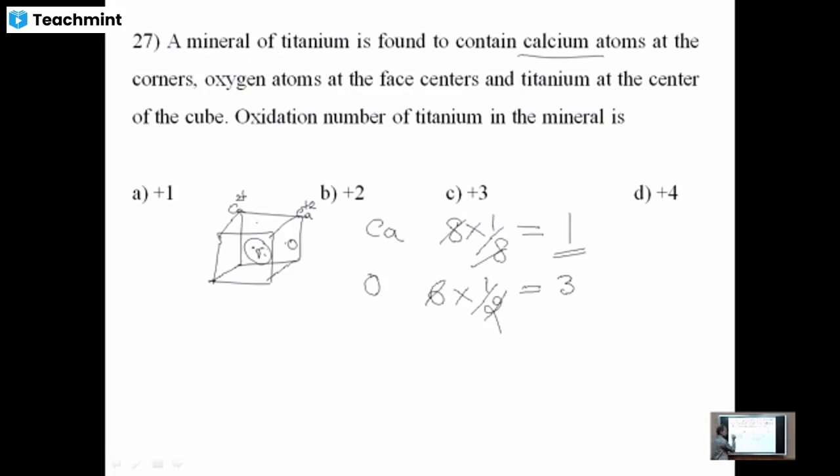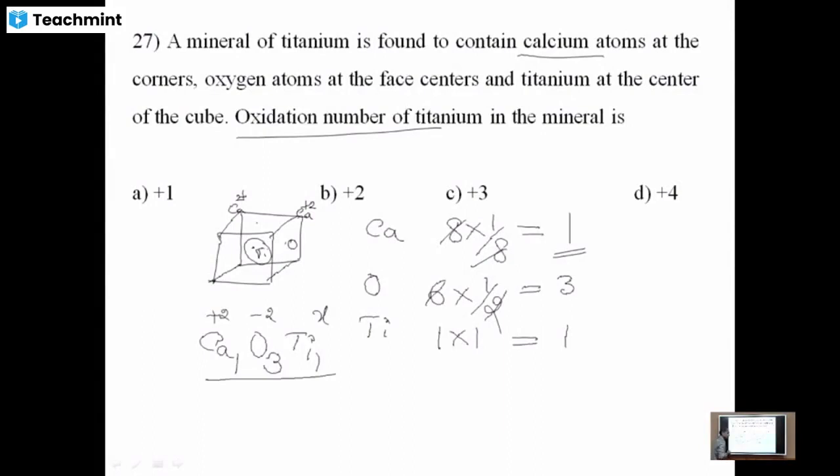How many titanium atoms? Only one titanium is present because it is present at the body center. One cube can have only one center and it is not shared by any other unit cells. So its contribution per unit cell is 1. Nothing but the formula is calcium 1, oxygen 3, titanium 1. What is the oxidation state of calcium? It is +2. Oxidation state of oxygen is -2. Oxidation state of titanium, we have to calculate, that is unknown. Let us take it as X.